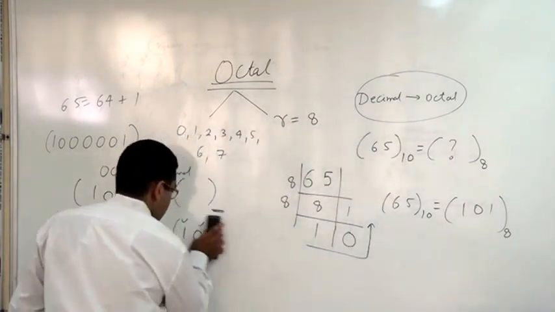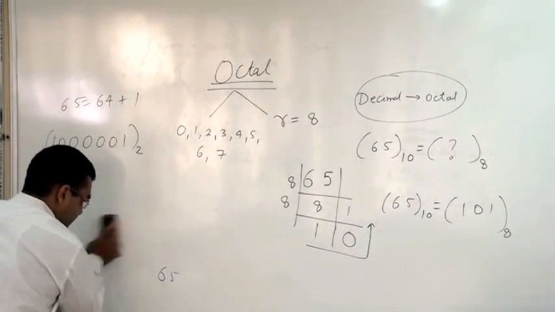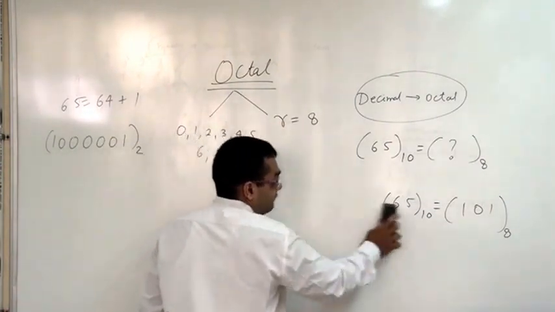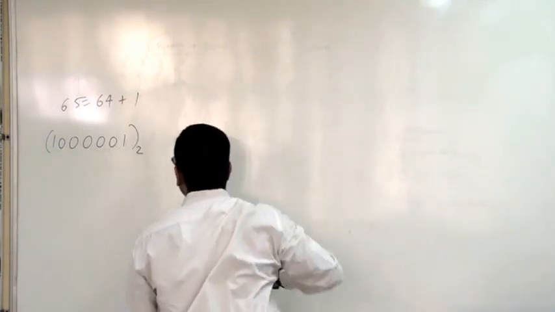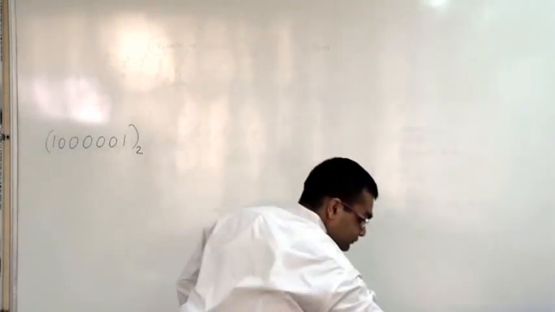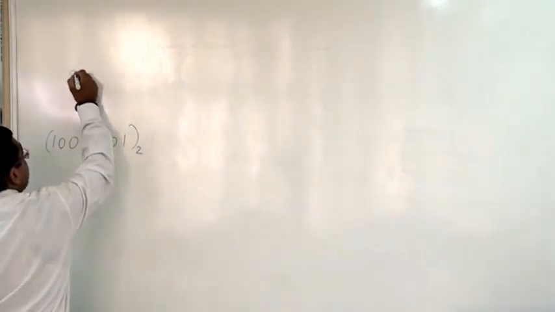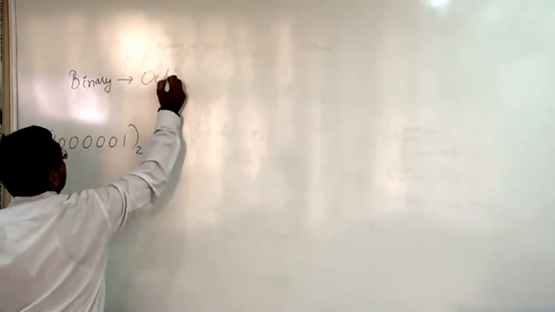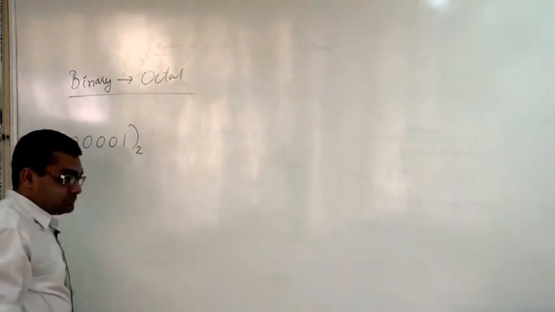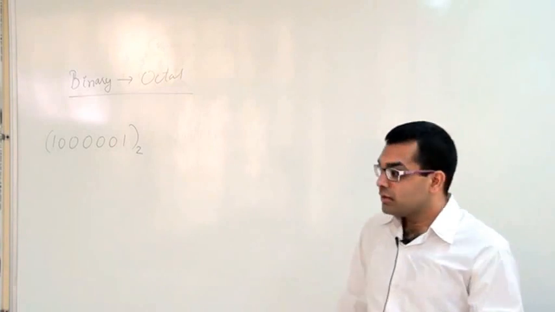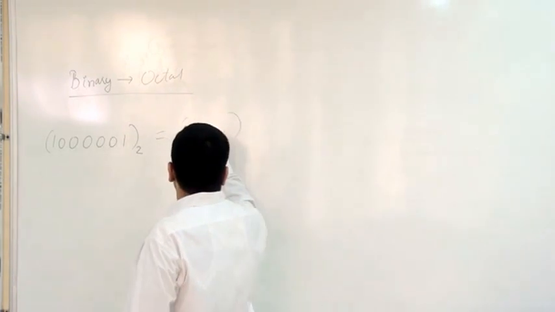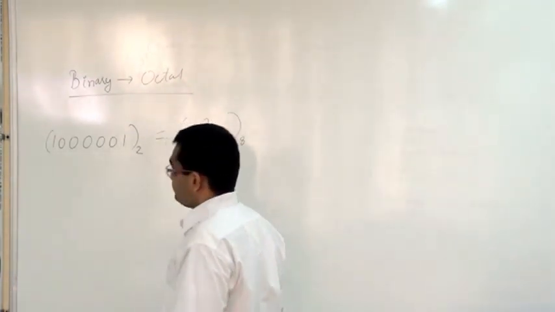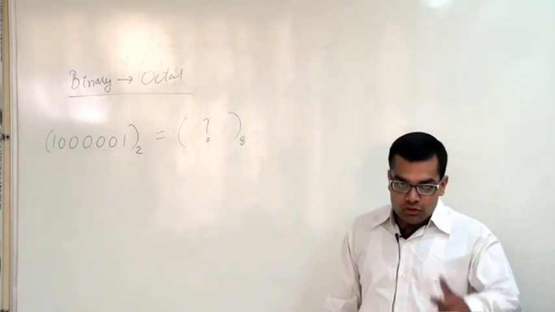Now there is another very important trick. For example, we are given a binary number, and we want to talk about the concept of binary to octal conversion. Given a binary number, we want to go directly from here to here. So there are two methods.